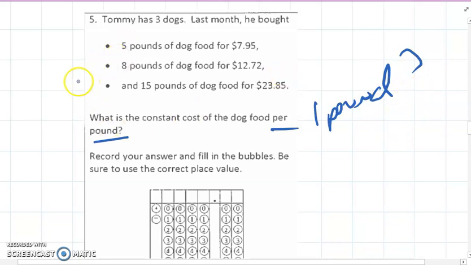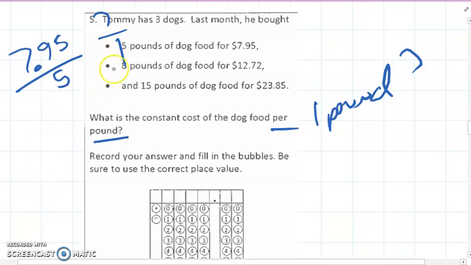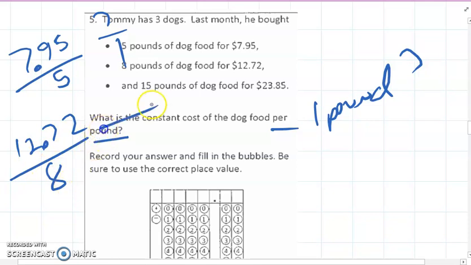Well, we know that 5 pounds cost $7.95. Well then, how much would 1 pound cost? Okay, that's the question. How much would 1 pound cost? The other one is 8 pounds, so $12.72. 8 pounds. Again, how much would 1 pound cost? All you have to do is divide, and you get the answer.